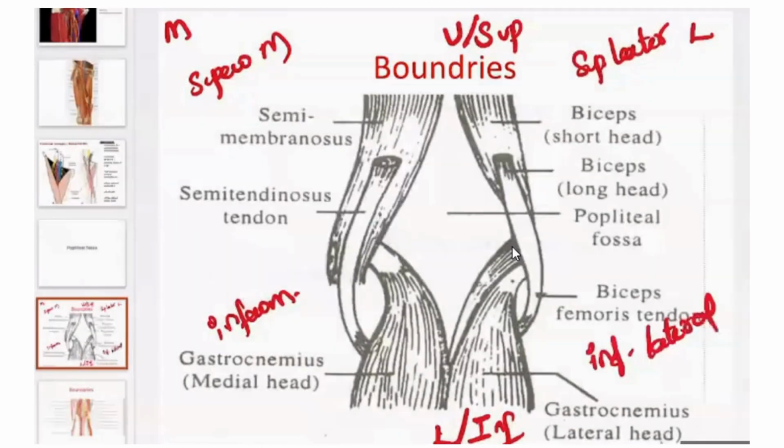Now you see on the picture, supromedially it is bounded by semimembranosus and semitendinosus. Supralaterally it is bounded by biceps femoris. Inframedially by medial head of gastrocnemius. Inferolaterally by the lateral head of gastrocnemius. So that is the boundary of the popliteal fossa: supromedial, supralateral, inframedial, infralateral.